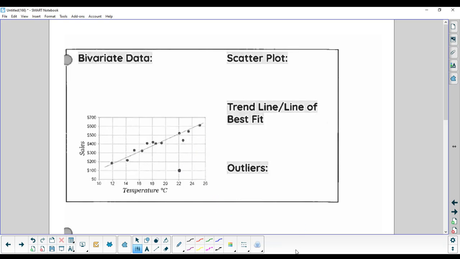Okay, so we're going to jump into a unit on bivariate data. The word bivariate can be broken into two parts: the prefix bi, meaning two, and the root word variate, meaning, in this case, variable. So bivariate data is simply data that measures two variables.